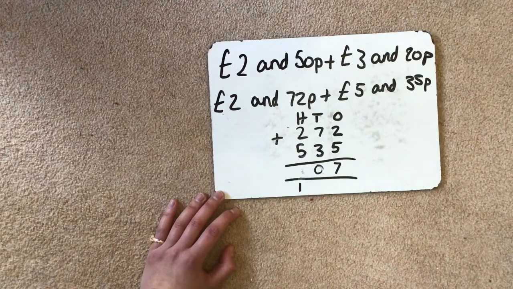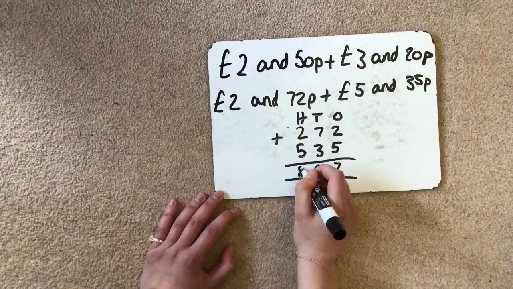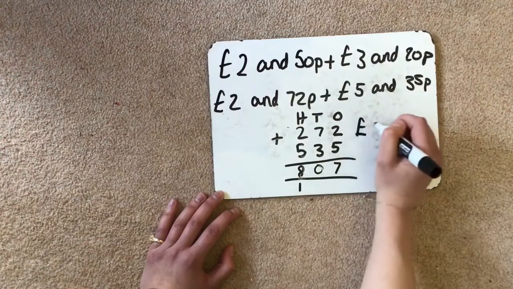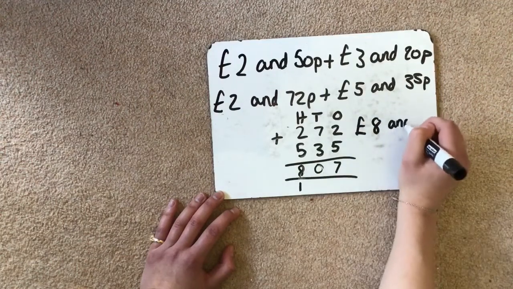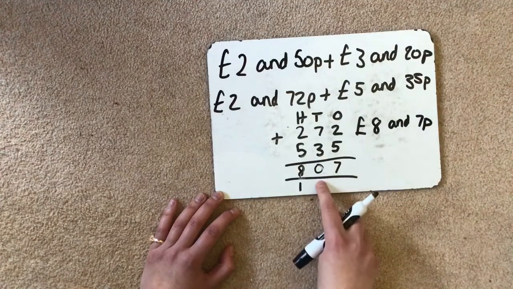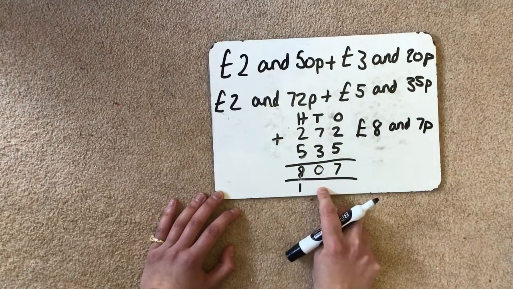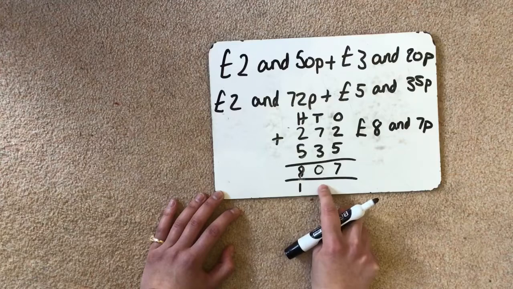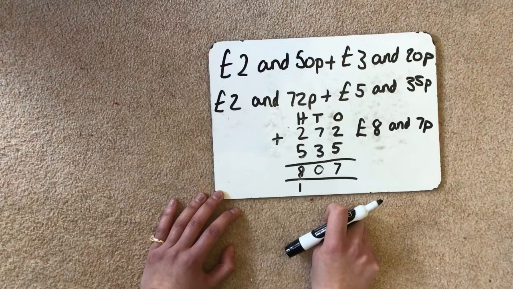So 2 and 5 is 7 and 1 is 8. So there we go, our answer is 807 pence or £8 and 7 pence. Don't be tempted to flip this round and say that it's £8 and 70 pence. Look at where your place value holder is. Your 0 is in the tens column. So it is £8 and 7 pence, not £8 and 70p. Okay, I hope that's helped you.